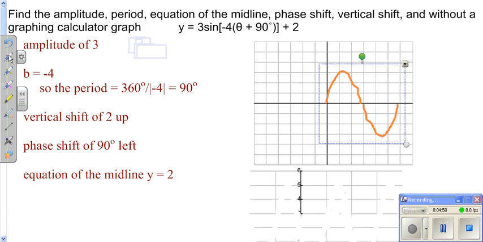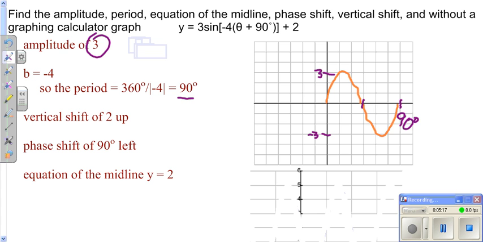But we're going to go ahead and put our tick marks in. I'm going to mark this as a positive 3 because we're 3 high, since we know that's our amplitude. So I'm going to mark this as a negative 3. Now I'm going to mark this right here as one complete period. We know one complete period is 90 degrees.